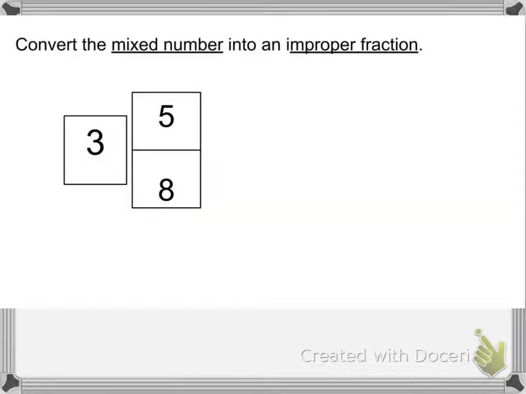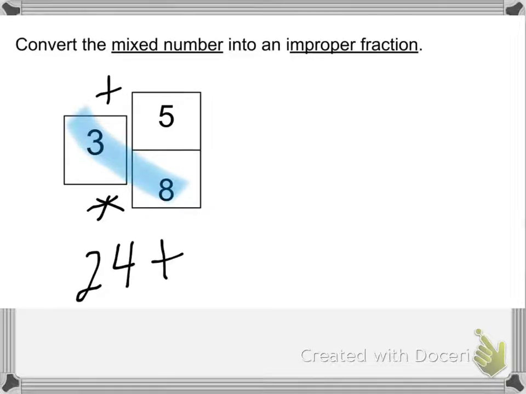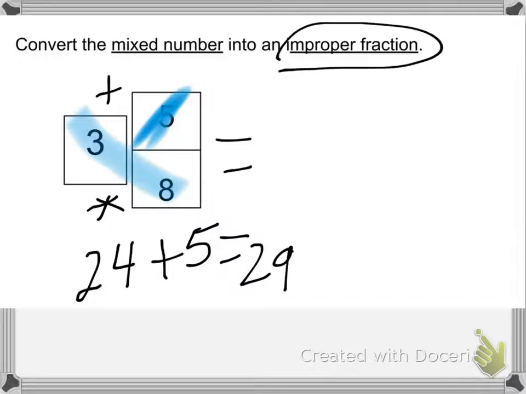Next slide here, same thing, converting the mixed number into an improper fraction. Get out the scratch piece of paper, and then press play when you get it done. Alright, same thing, so I am going to multiply my whole number times my denominator, so 3 times 8 plus 5. 3 times 8 equals 24, plus 5 equals 29. So my improper fraction is 29 over 8.